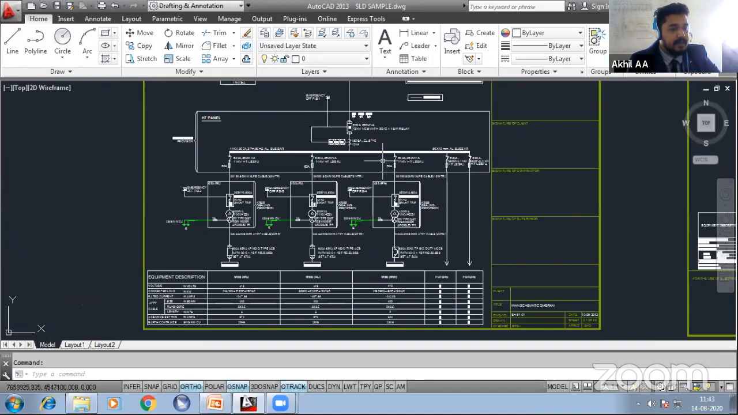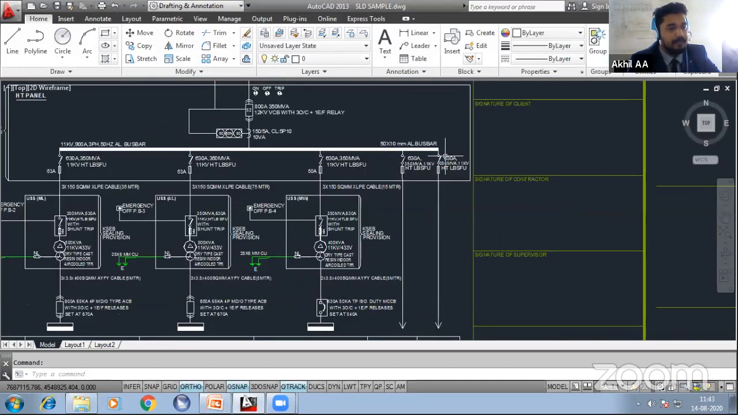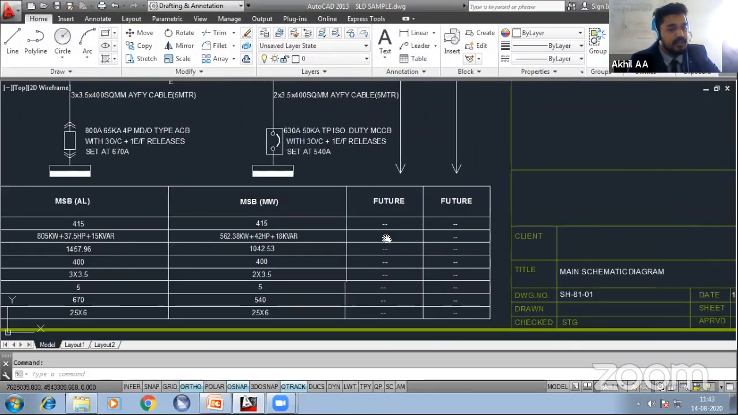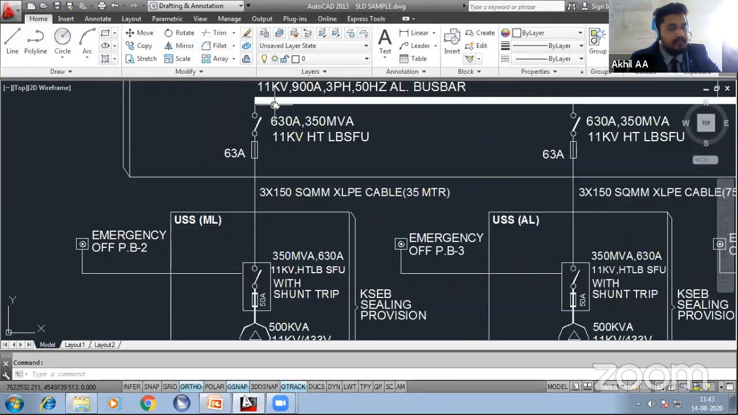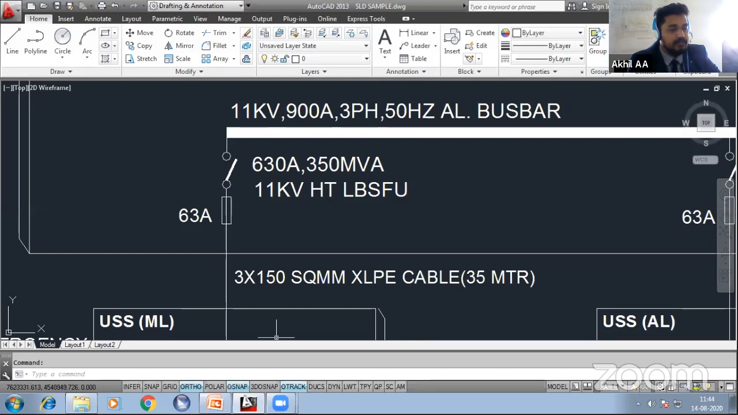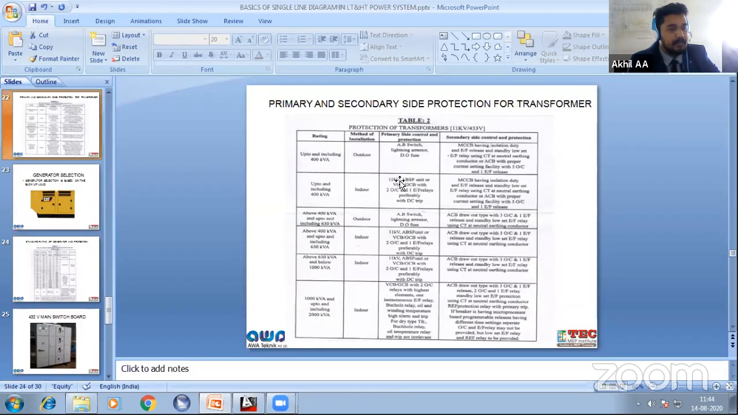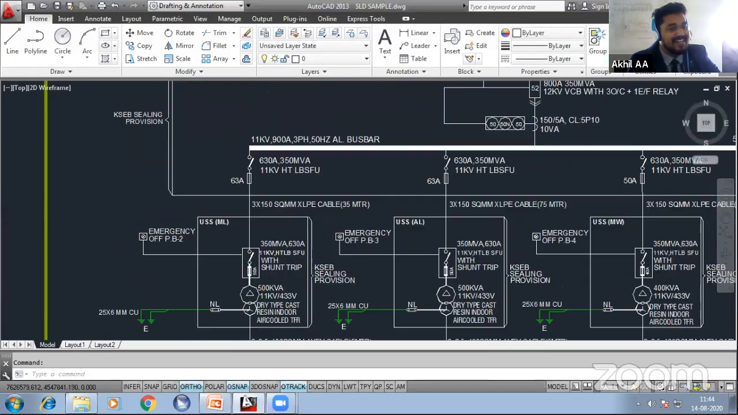And this bus bar is having 1, 2, 3, 4, 5 outgoings. We have 3 towers, right? In our question, we have 3 towers. But in this diagram, we have 5 outgoings because 2 are considered for the future. The first rating is 630 ampere, 350 MVA, 11 kV HT LBSFU unit. You might have seen in the presentation the secondary side protection of a transformer, LBSFU unit, ABSF unit. So this is the primary side protection inside the HT panel.